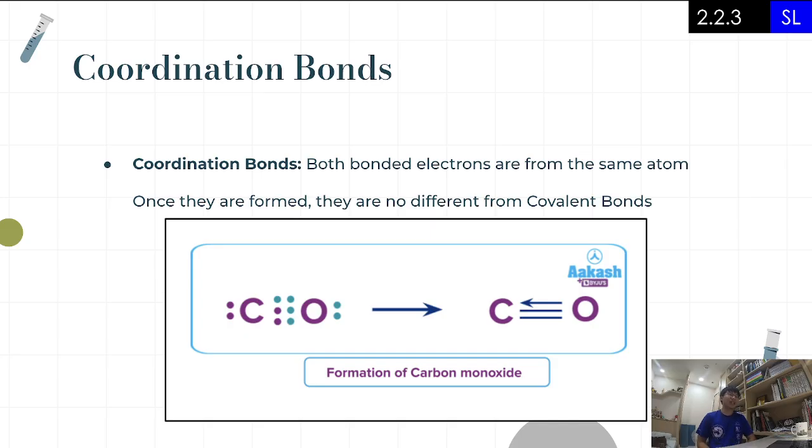Now, coordination bonds. So how can I identify a coordination bond? So coordination bonds are bonded electrons from the same atom.